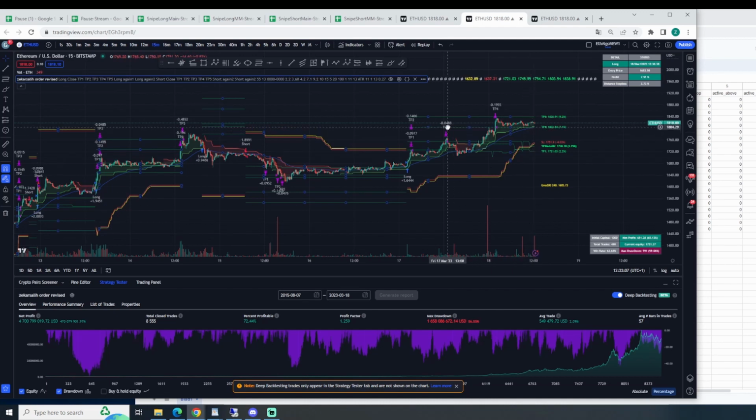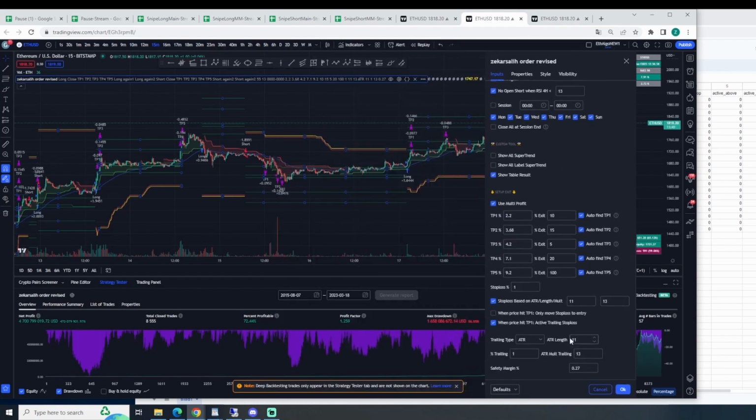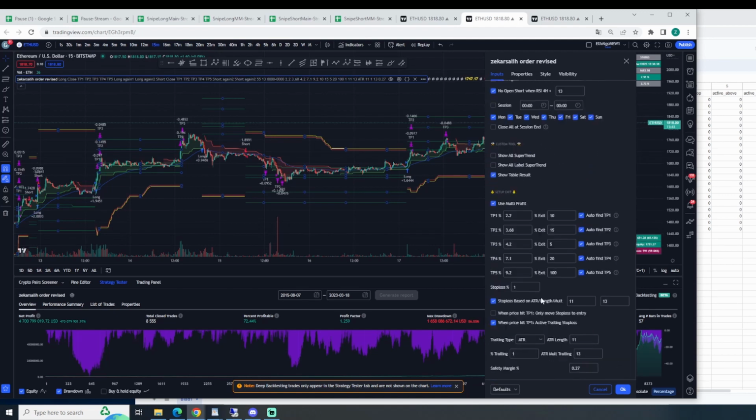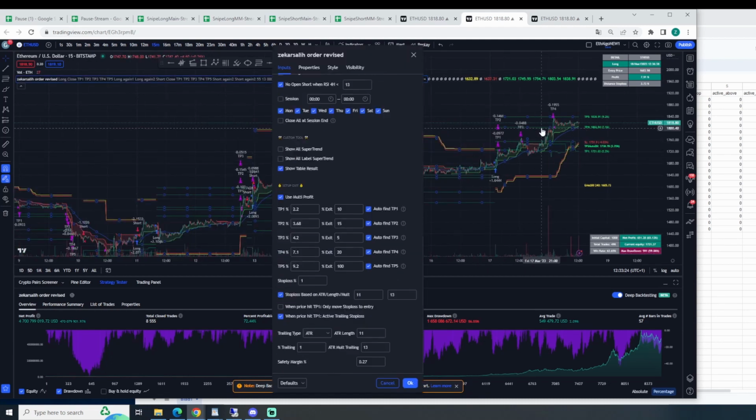So this particular backtest has exactly the same settings as you can see right here, 11, 13, 11, 13, the same numbers right here. So it's the same indicator, same settings. The only thing that I have changed in this one is that it will have a direct stop loss. Okay, so if the price hits below this trailing ATR line, there will be a stop loss.